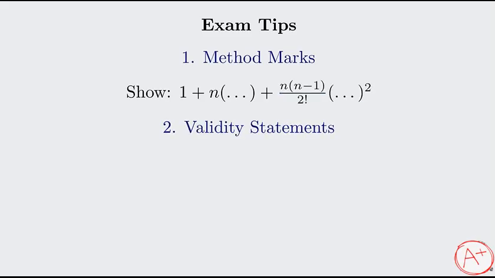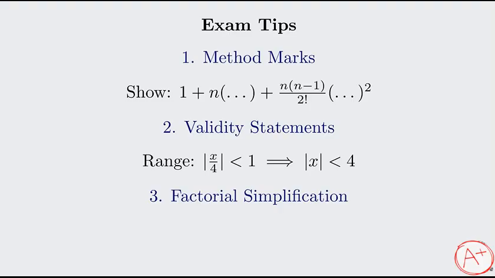Always check if the question asks for the range of validity. It is usually worth 1 mark at the end of a long question. If you used x over 4 in your expansion, your validity is the absolute value of x over 4 is less than 1. For non-calculator papers, practice simplifying factorials mentally. For example, 10P3 is just 10 times 9 times 8. You don't need to calculate the full factorials.